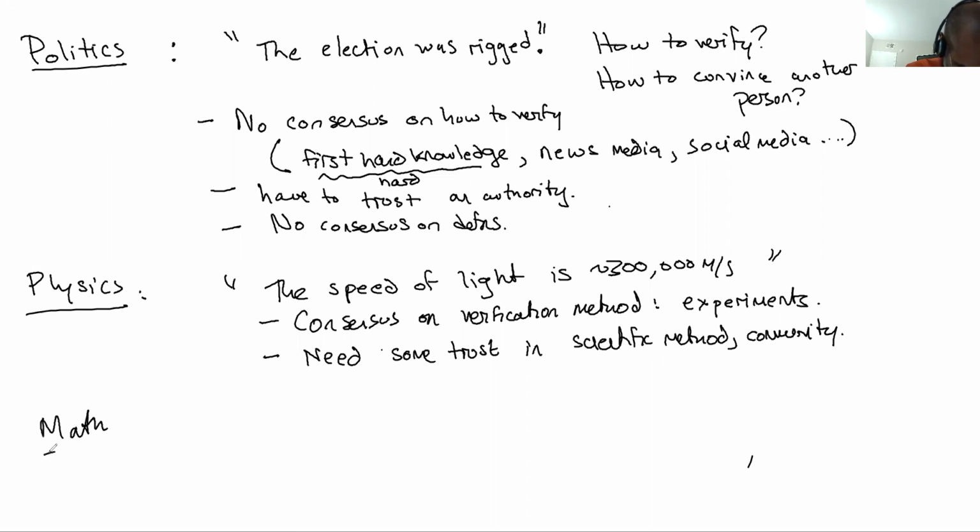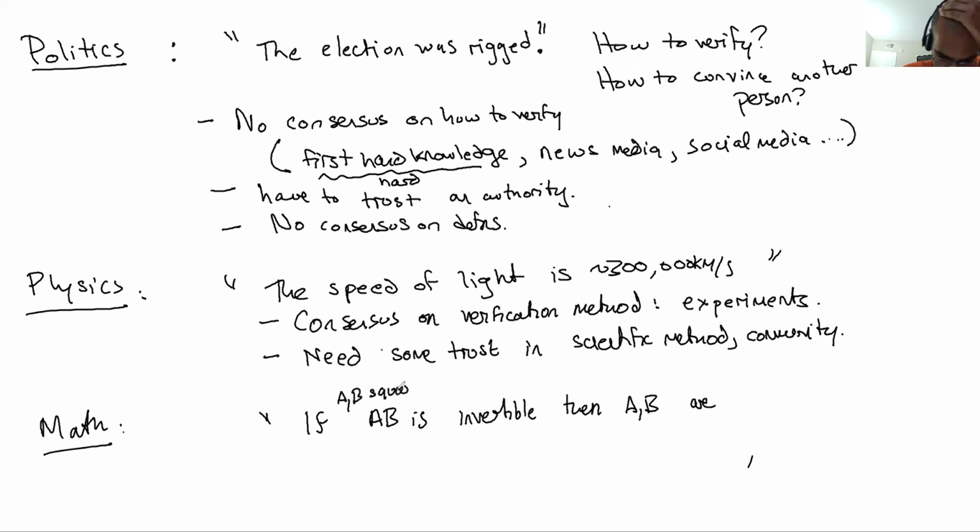And in math, you have very boring statements like, yes? I think you're missing 3 zeros. Sorry, kilometers per second. Thank you. Okay, so that's a false statement, but yeah, now it's approximately true. Thanks. And so in math, you have some very boring statements like if AB is invertible, then A and B are invertible if they're both square. So let's assume they're square. If A and B are square and AB is invertible, then both A and B are invertible.